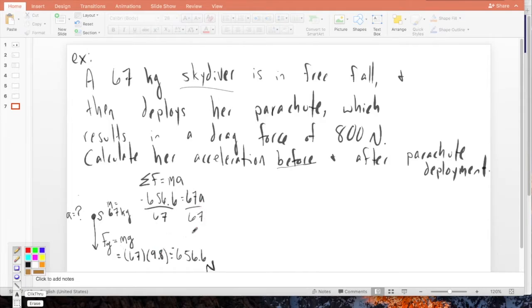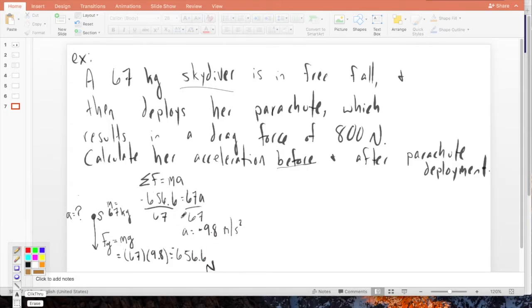Well, guess what? The acceleration here is going to be negative 9.8 meters per second squared. She's moving in a downward direction. Her acceleration is negative. She's accelerating down, speeding up, getting faster and faster as she falls down to the surface of the Earth. Negative 9.8 meters per second squared.